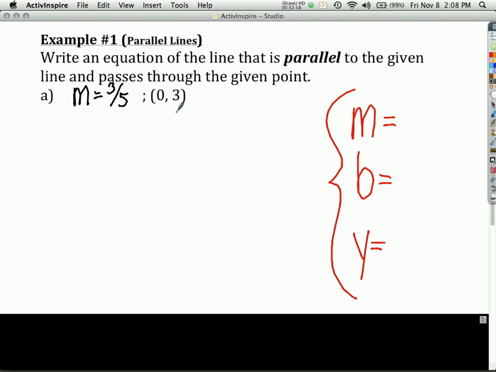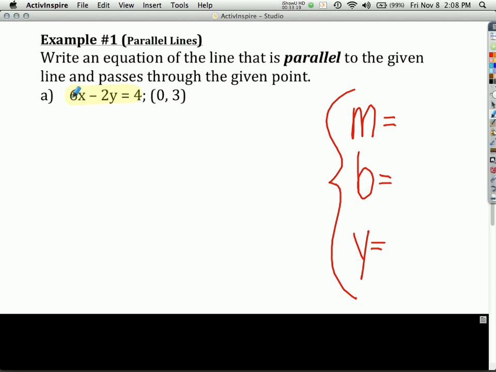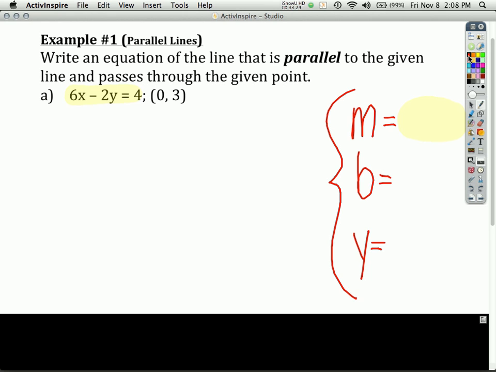But now, instead of being given the slope, we're being given the slope hidden. It is hidden inside here. So the whole purpose of this piece of information is just for us to find the slope. It is just for us to get this piece of information. That is its sole purpose. Okay? So, that's what we're going to do, is we're going to find the slope.